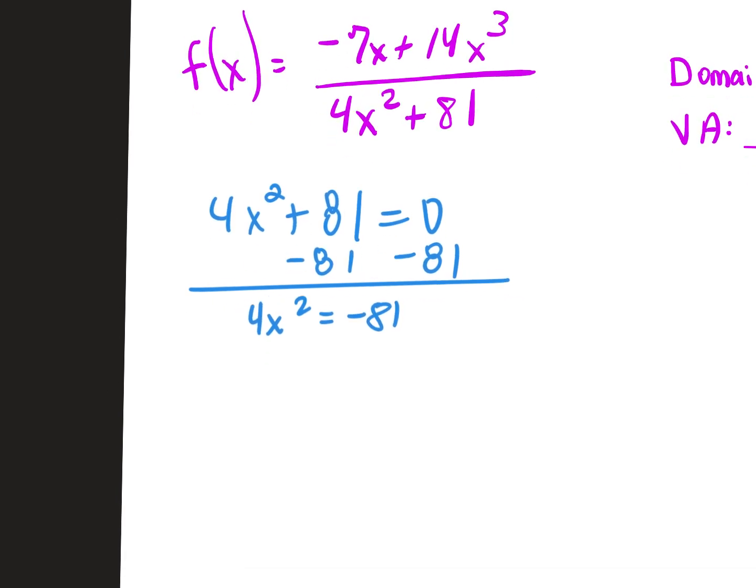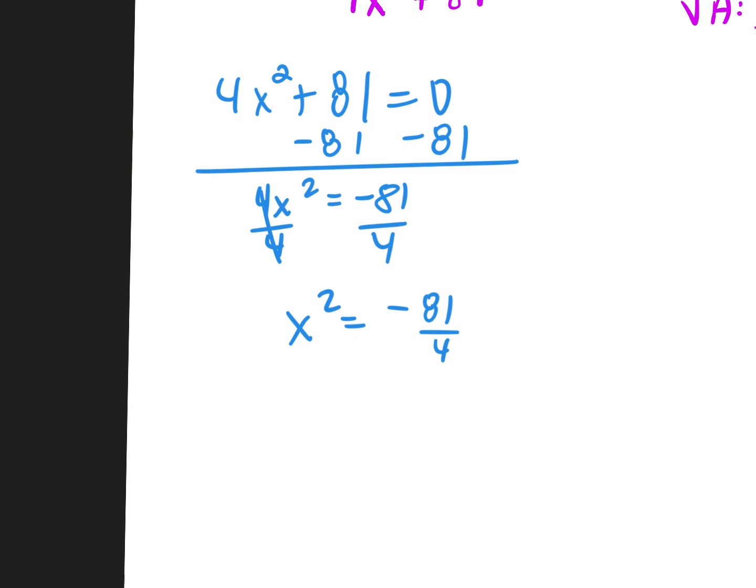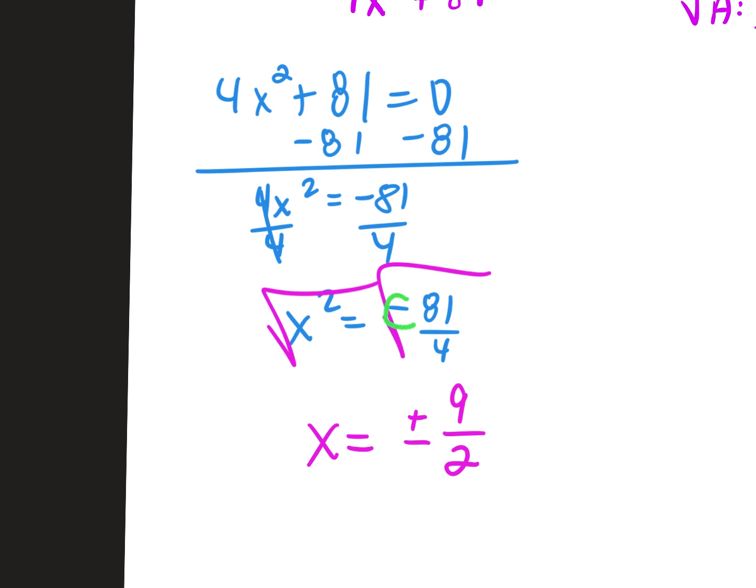And then I do what? Divide by 4. So you have x squared equals negative 81 over 4. And then what? How do you get x? Take the square root, okay? First of all, when you take the square root, what goes in front of your answer? Plus or minus, good. What's the square root of 81, guys? 9. What's the square root of 4? 2. What is the problem right here?